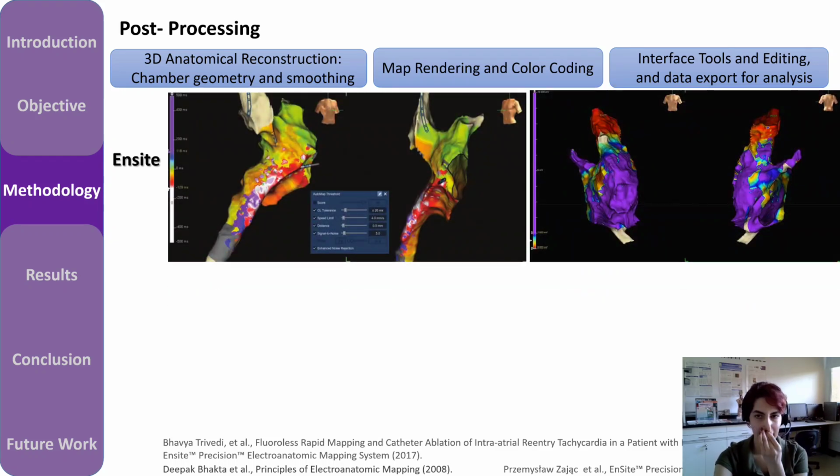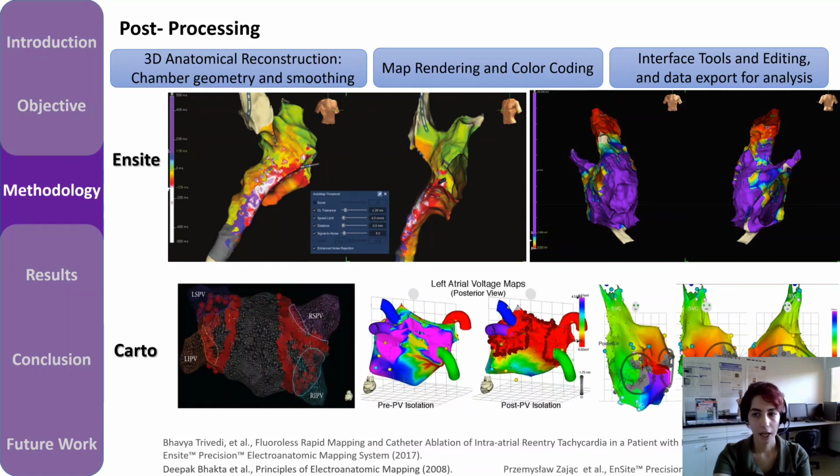Here we can see different types of mapping, which is like the result of the system. On the left side, we can see one example of local activation time mapping, and in the right figure, we are seeing one example of voltage mapping. In the CARTO system it is the same. We are able to edit the anatomy, make it smoother, and also we are able to create different types of mapping as well, including local activation time mapping to be able to identify the re-entries of the chamber of interest, and a voltage mapping to be able to identify scar tissues.